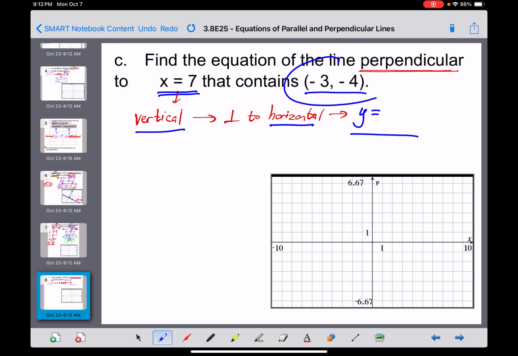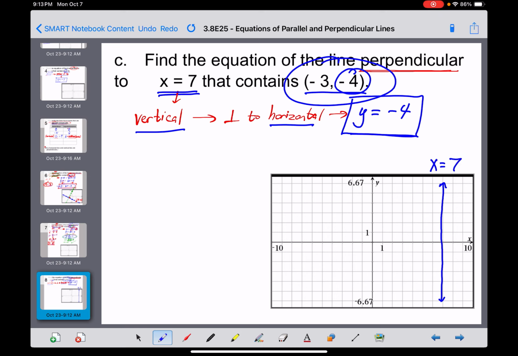And what value are we going to put right there? The y coordinate of every point that it passes through, which in this case is -4. Guys, I think that's our answer. Let's check it. The line they gave us was the vertical line x equals 7. So from the origin, 7 is our x-intercept. So I'd go 1, 2, 3, 4, 5, 6, 7 units to the right. And what I'm drawing right here, guys, is the vertical line x equals 7.